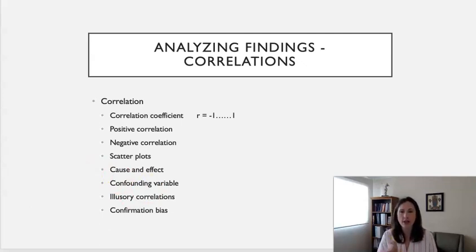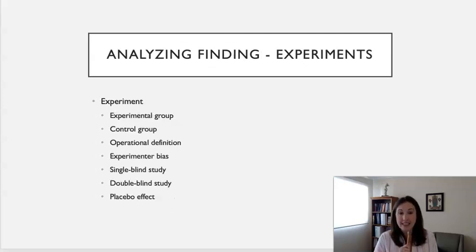Final thing to go over this chapter is experiments. For experiments, this is the cause and effect. If you do an experiment, you can say this thing caused that thing to happen. There are some definitions you need to know for an experiment.